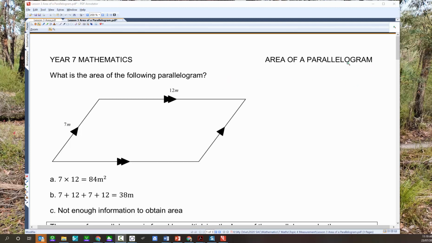Today we're looking at area of a parallelogram. Okay, so what's the area of the following parallelogram? Well, firstly, wouldn't it help to find out or think about what a parallelogram actually is?